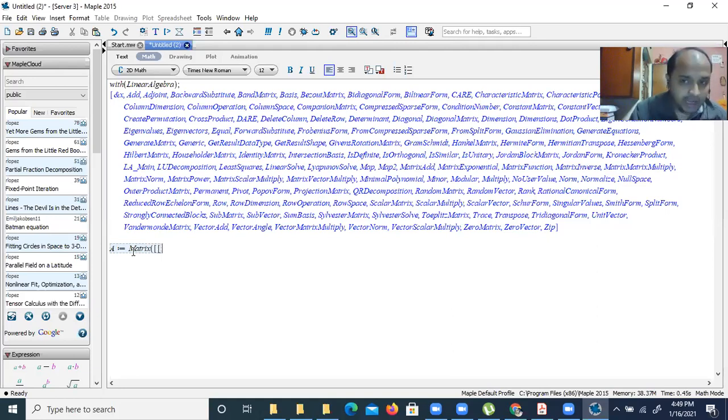First one: 0, -1, 1. Okay, and then the next row is 1, 0, -1. Then -1, 1, 0. The codes, I cannot memorize the code, so I'm copying it from somewhere.